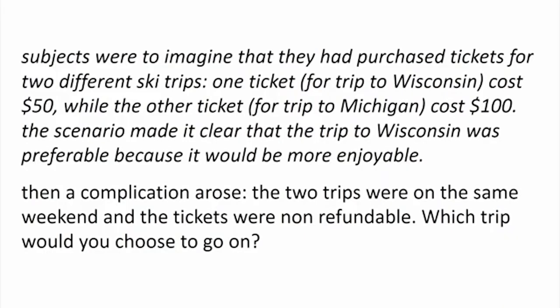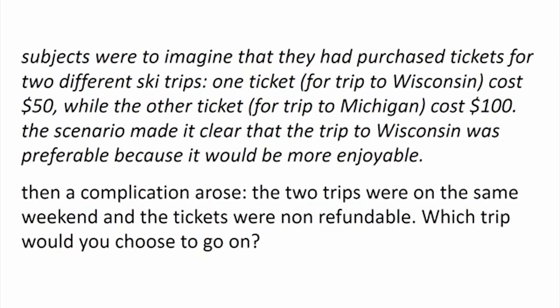Now comes a complication. Where is the complication? A complication arises where the 2 trips fall on the same weekend. Unfortunately, both the trips come on the same weekend or the same dates, and the tickets are non-refundable. You cannot go ahead and refund a particular ticket. My question is, which of the trips are you going to go to, and which is the trip that you are going to avoid?